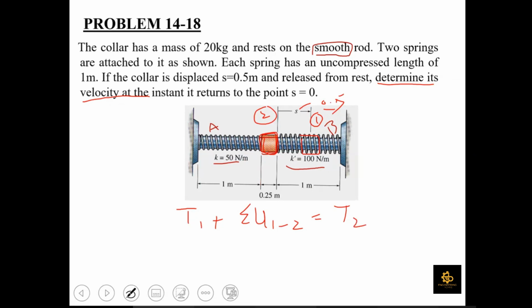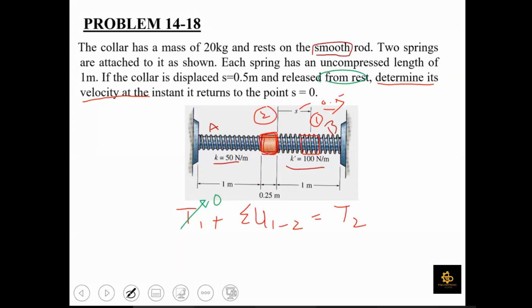Okay, one by one, let us evaluate each and every term, starting with the initial kinetic energy. What should be the kinetic energy of this collar at position 1? The rest से start हो रहा है. Since it is starting from rest, it should have zero velocity at position 1, which will give it zero kinetic energy at position 1.